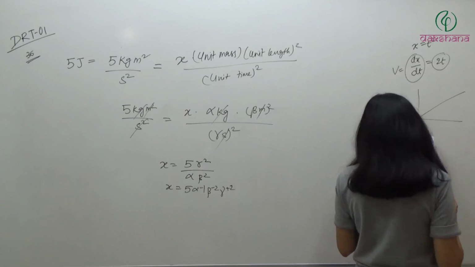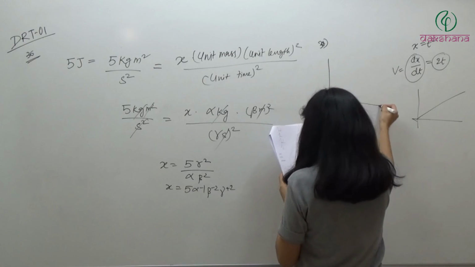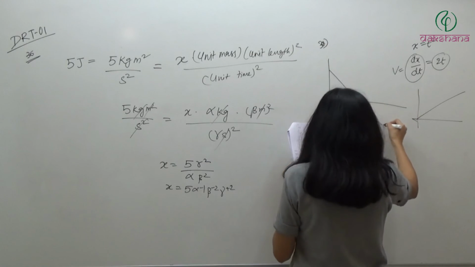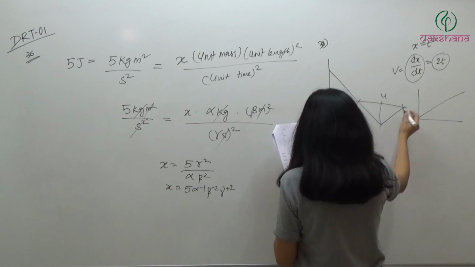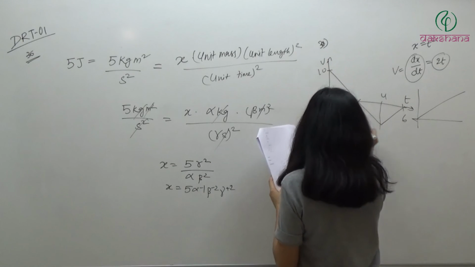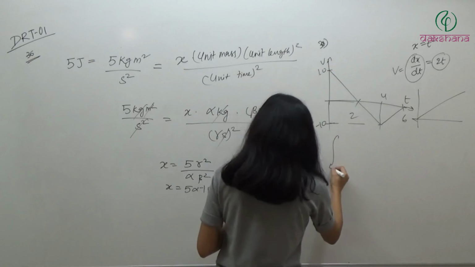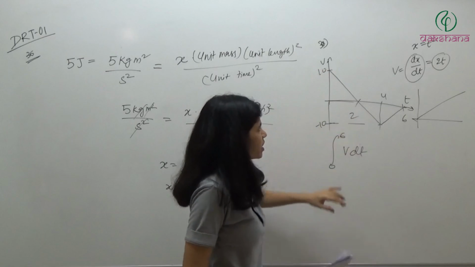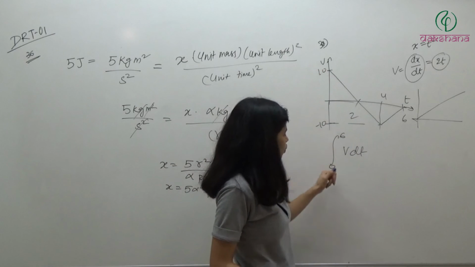Question number 38. For the vt graph shown in the figure, this is 2, 4, 6 on time, v, this is 10 and this is minus 10. For the vt graph shown in the figure, integration 0 to 6 v dt. Integration v dt means area under the vt curve. From where to where? From time t is equal to 0 to t is equal to 6.